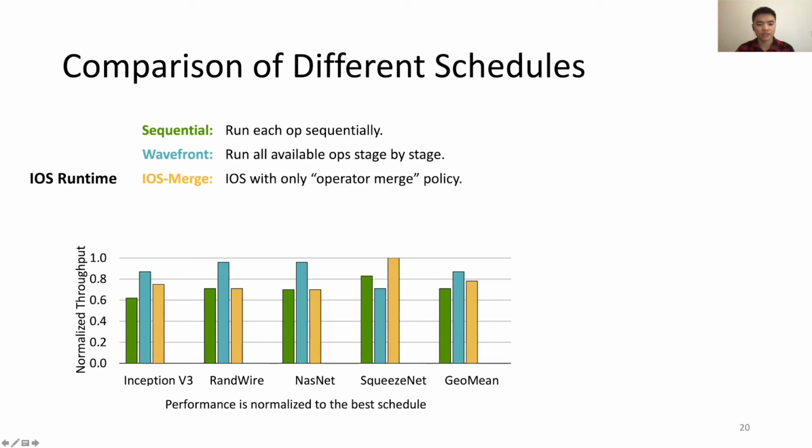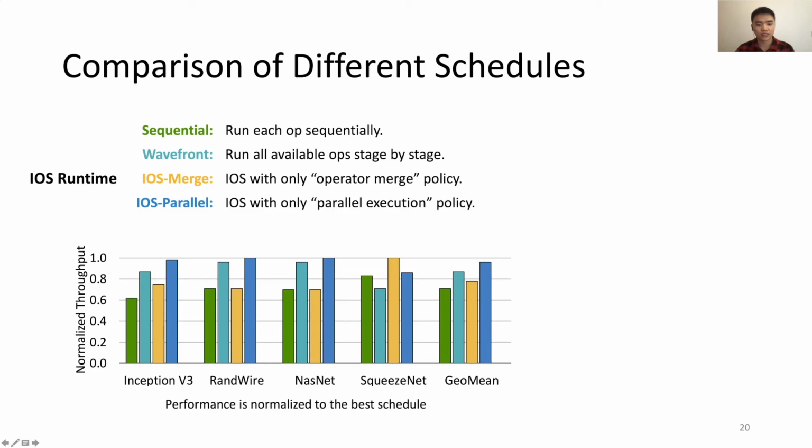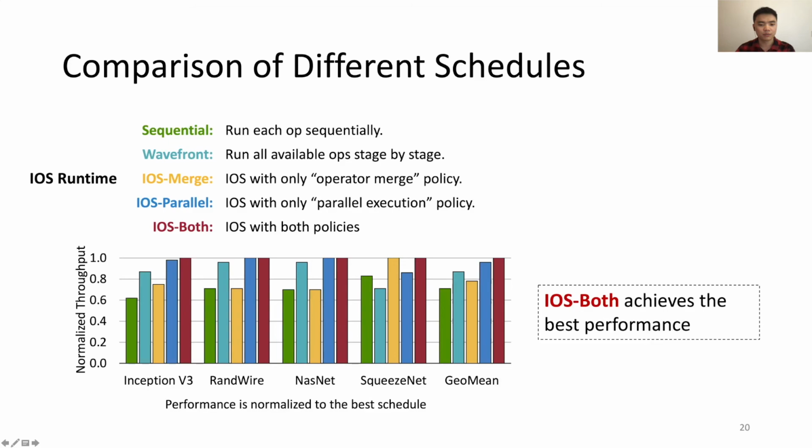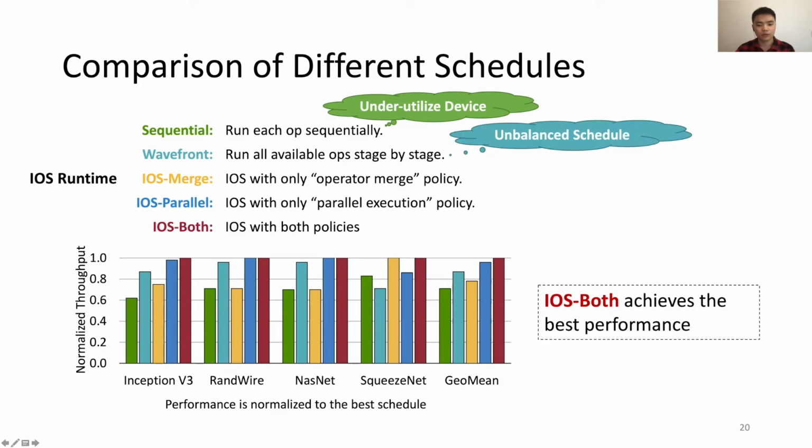IOS-Merge and IOS-Parallel only consider a fixed parallelization strategy. IOS-Both considers both strategies. IOS-Both achieves the best performance. Here, sequential schedule suffers from underutilization problem because it only uses the intra-operator parallelization. Wavefront schedule is suboptimal because it is an unbalanced schedule. IOS-Merge and IOS-Parallel use fixed parallelization and are suboptimal.